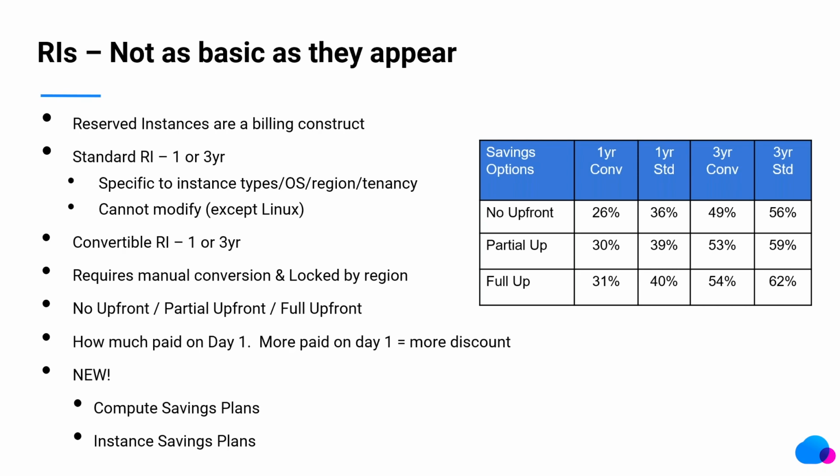Now, the great thing about convertibles is that you can change them around, but you do pay that conversion penalty. The great thing about standard RIs is that they do offer a much higher savings rate, but you need to know what your usage is going to be like because they're much less flexible as far as changing between OSs or instance sizes. They just don't have that ingrained availability.